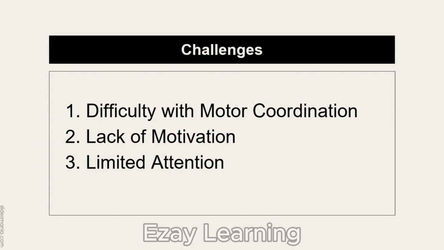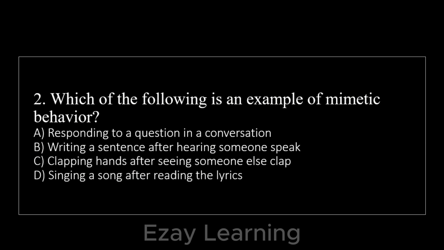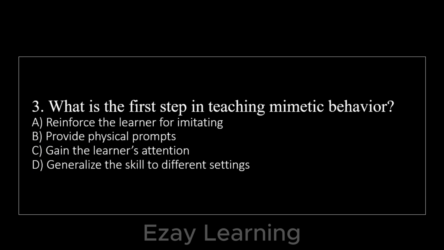Coming towards the MCQs. What is the primary characteristic of mimetic behavior? It is a form of non-verbal imitation. Which of the following is an example of mimetic behavior? Clapping hands after seeing someone else clap. What is the first step in teaching mimetic behavior? Gain the learner's attention.